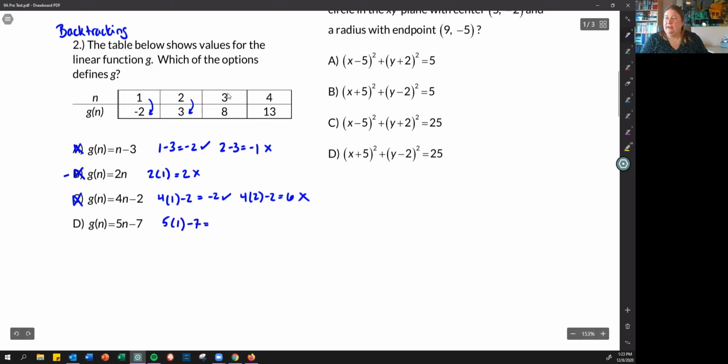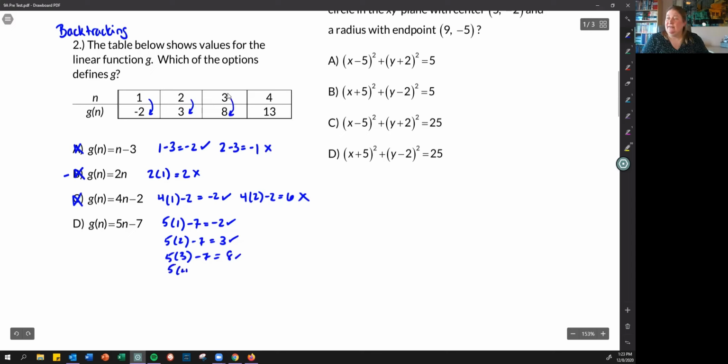So let's try 5 times 1 minus 7. I'm hoping to get -2 here. Well, 5 times 1 is 5, minus 7 is -2. Yeah, that worked. Let's try 5 times 2 minus 7. I'm hoping to get 3. 5 times 2 is 10. 10 minus 7 is +3. Yeah, that one worked. 5 times 3 minus 7. I'm hoping it will match this 8 here. Let's find out. 15 minus 7, that is 8.